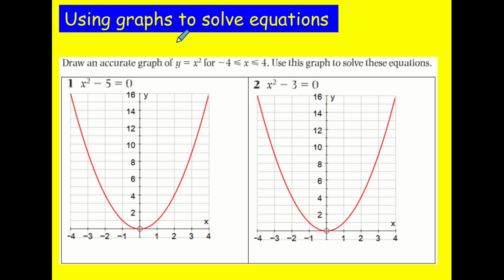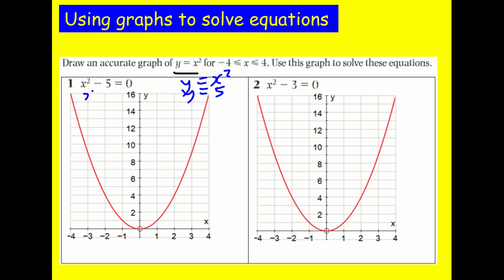Hi, today we're going to look at using graphs to solve equations. So on here, I've got the graph y equals x squared between -4 and 4. How can we use this graph, y equals x squared, to solve the equation x squared minus 5 equals 0? Well, actually, this equation is where the graph y equals x squared and the graph y equals 5 intersect.